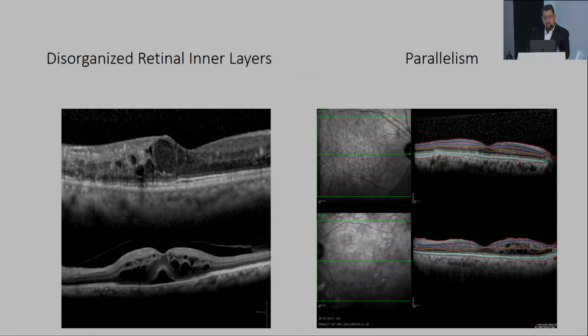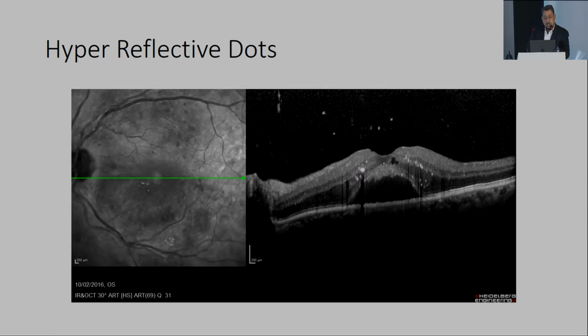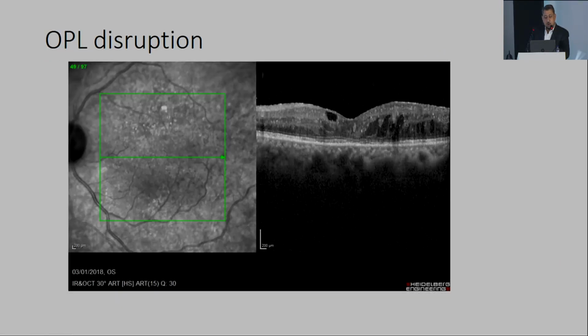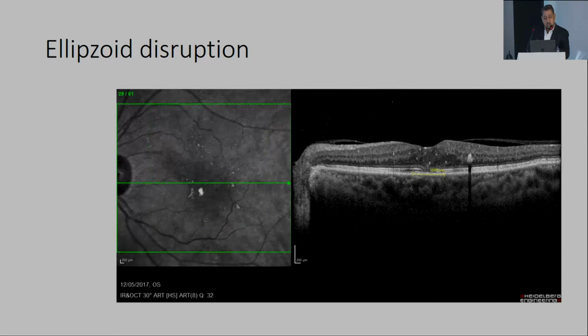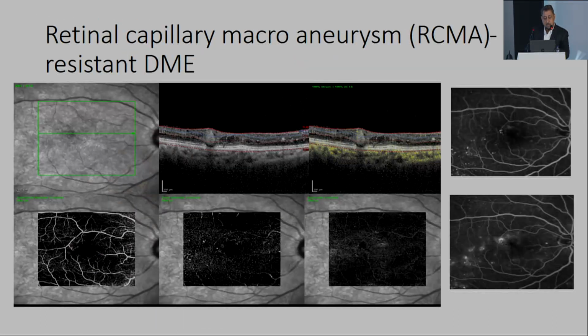Disorganization of the inner retinal layers, it means this. On this side, you see all the retinal layers clearly. On this side, you cannot make out the inner retinal layers. This is called disorganized retinal layers. This is parallelism, when the layers become not parallel to each other. Again, you have hyperreflective dots, disruptions, and I'm just skipping, these are not so critical or crucial.